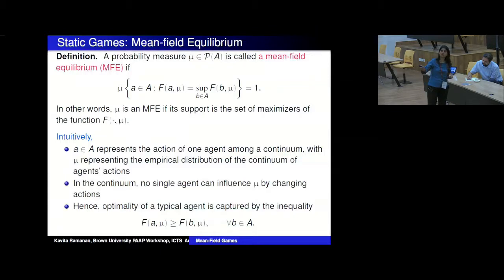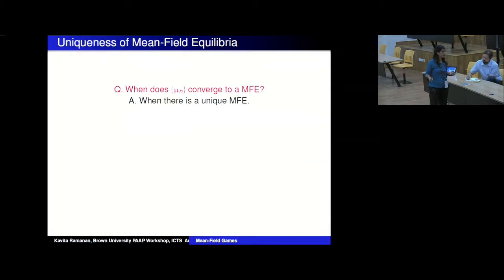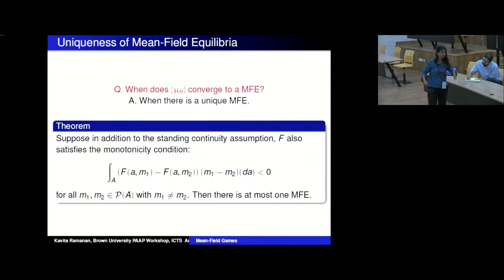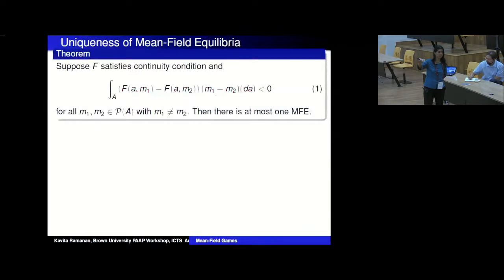Now we want to understand when mu n actually converges to the mean field equilibrium. So you want some conditions, on monotonicity for instance. It turns out that if the F that we had, our objective function, has this property, where M1 minus M2 is just a signed measure, then for any probability measures M1 and M2 that are not equal to each other (if they're equal, you can't have a strict inequality), if they're distinct, you want this difference to have the opposite sign from M1 minus M2. Then there is at most one equilibrium. The proof is very simple. So remember, this was the condition.